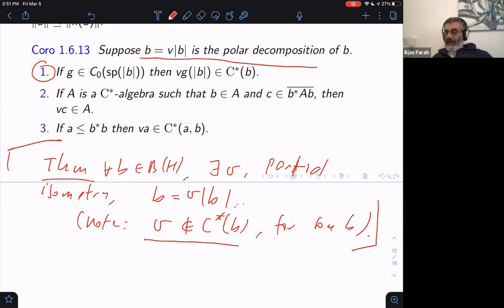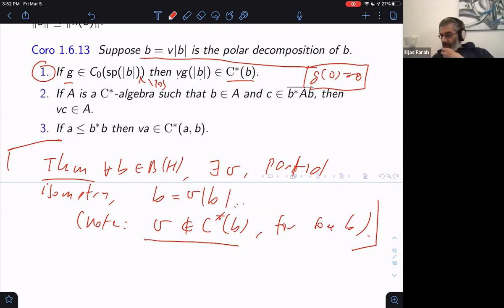So what part one says is that if G is a continuous function on the spectrum of |B| which vanishes at zero, I should have said G of 0 is equal to 0. This is what I meant when I wrote this here. Then V times G of |B| still belongs to the C star algebra generated by B. V is not there, the absolute value of B is there, but you can do something.